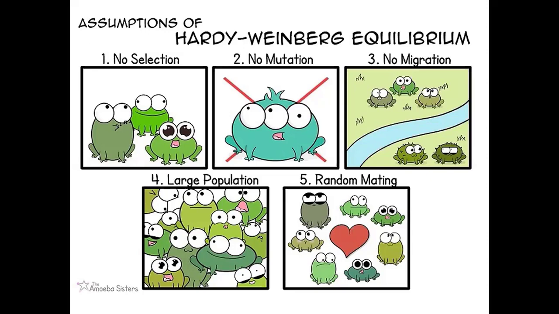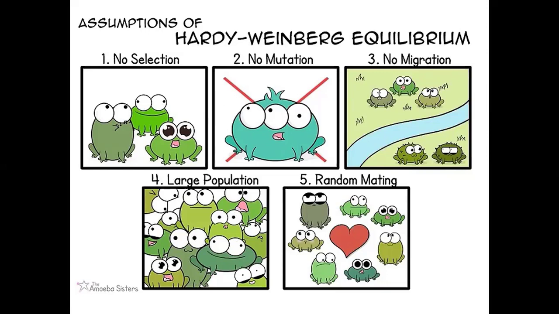And the assumptions for it are that there's no selection at all. There's no mutation in the population. There's no migration in the population. There's a very, very large population, so genetic drift isn't occurring. And there's completely random mating, so there's no sexual selection. Different mates don't prefer different types of mates.